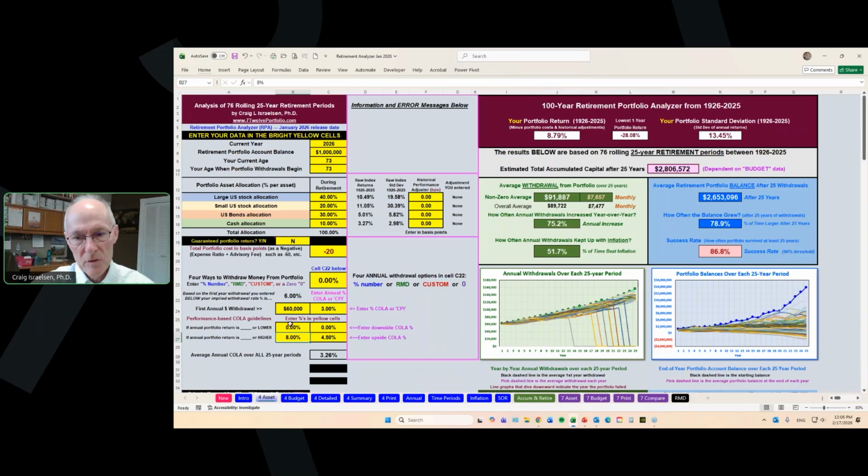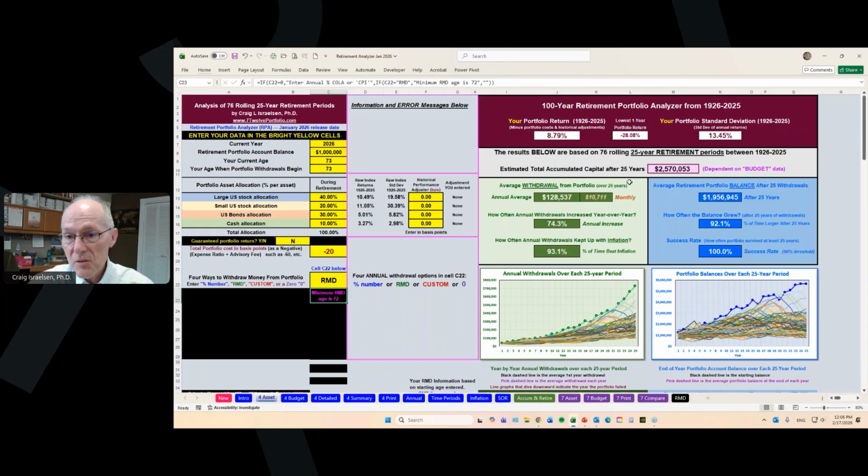Now that's a very different approach to how money's being taken out. Now my average withdrawal is 91,000, almost 92,000. My balance is on average after 25 years about 2.6 million. And my total accumulated capital is 2.8 million. Okay, that happens to be pretty similar to what it was when we had RMD.